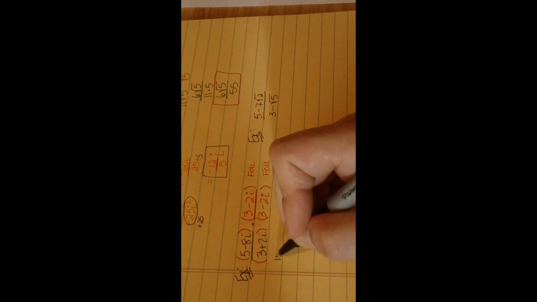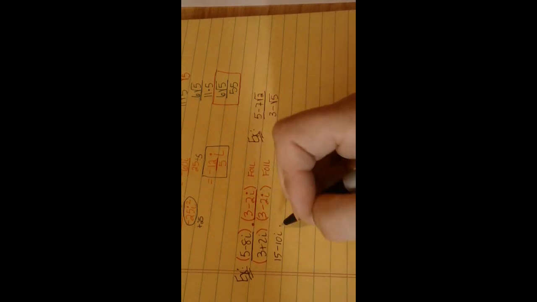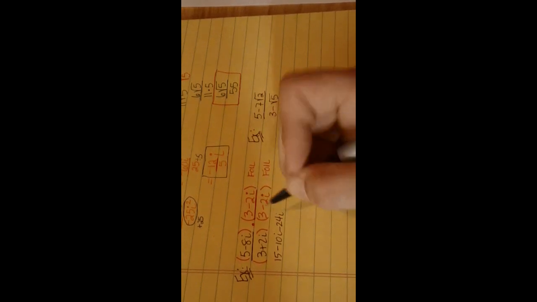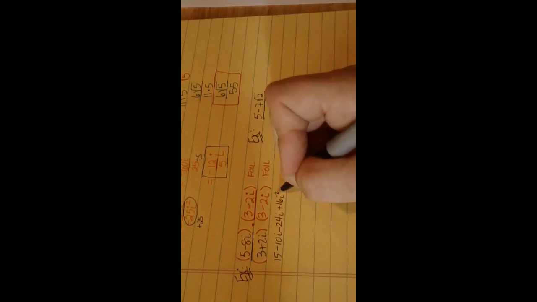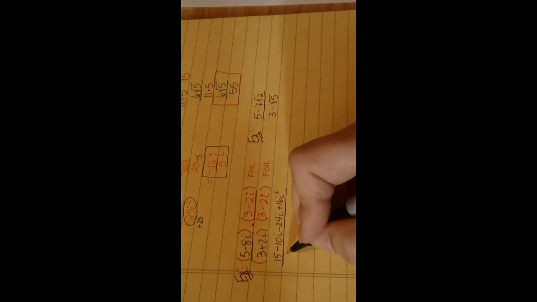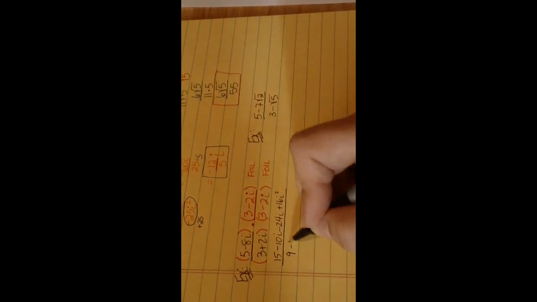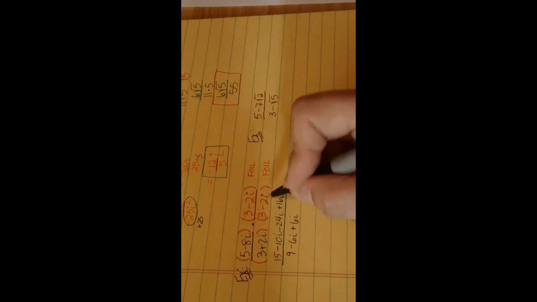Let's go ahead and do that. We get 5 times 3, which is 15. 5 times negative 2i, negative 10i, negative 8i times 3, negative 24i, and negative 8i times negative 2i, plus 16i squared. In the denominator, we have 9 minus 6i plus 6i, and then minus 4i squared.